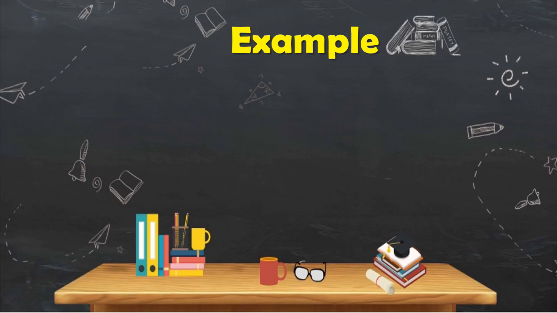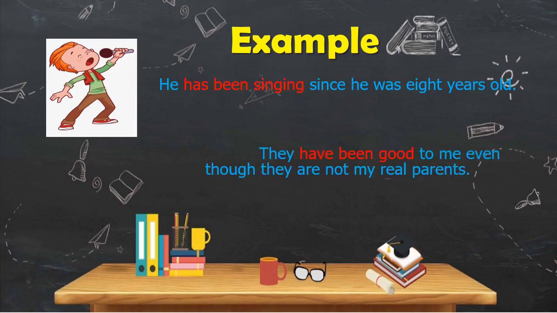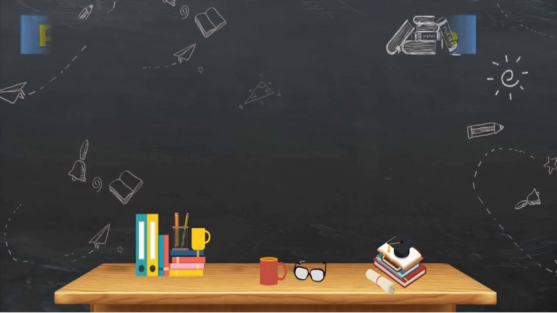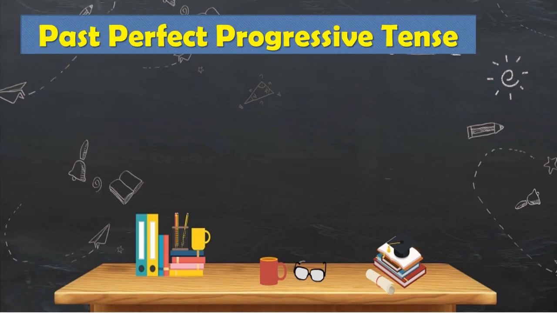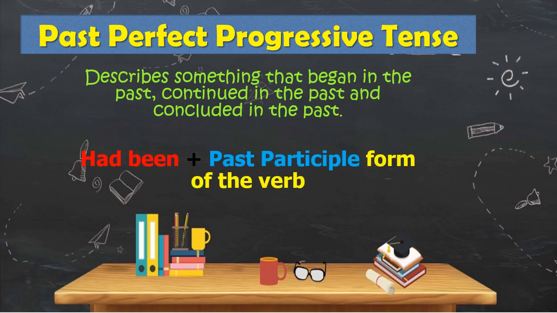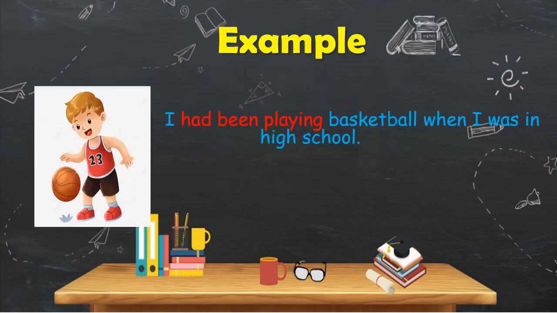For example, he has been singing since he was 8 years old. Another example, they have been good to me even though they are not my real parents. The past perfect progressive tense, it describes something that began in the past, continued in the past, and concluded in the past. We are going to use had been plus past participle of the verb. For example, I had been playing basketball when I was in high school.